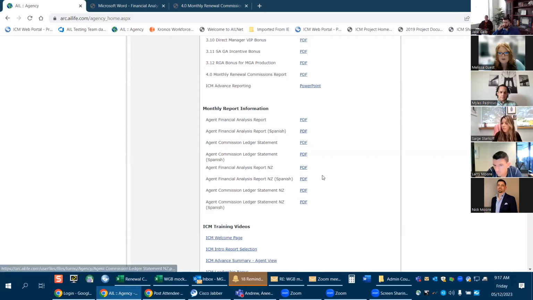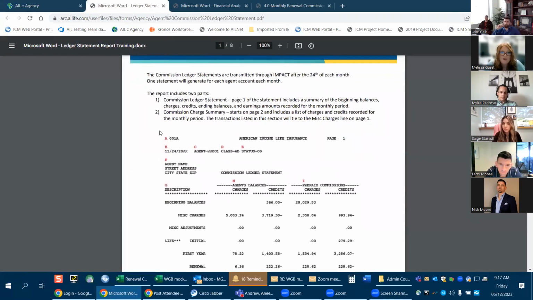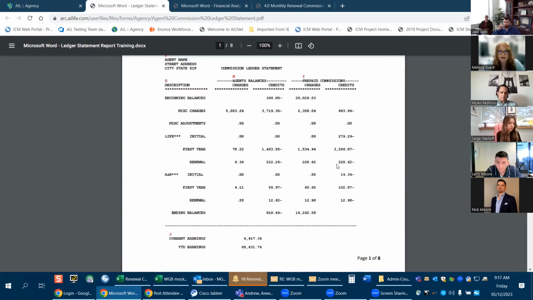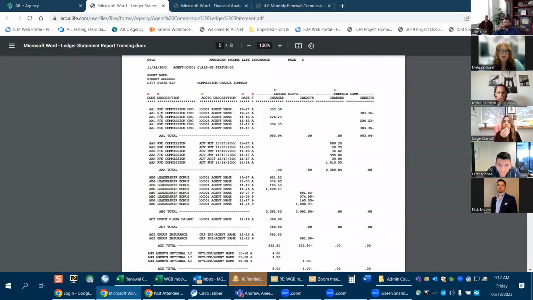And then also, as supplemental information, I think it's important for agents to view how to read their commission ledger statements. I know that's a lot of information that's published, but the commission ledger statement is the agent's system of record of everything that posted to their balance each month. It will list the ledger balance and the prepaid balance, and then, starting on page 2, list all of the charges. This includes all of the charges, all of their advance activity, and all of the bonuses that they would have received.